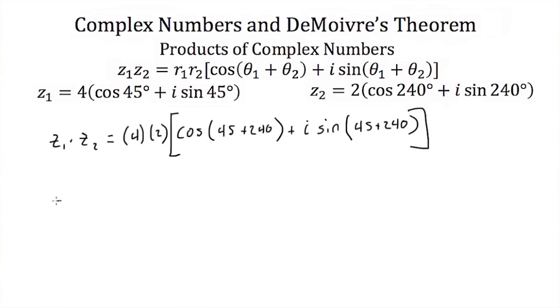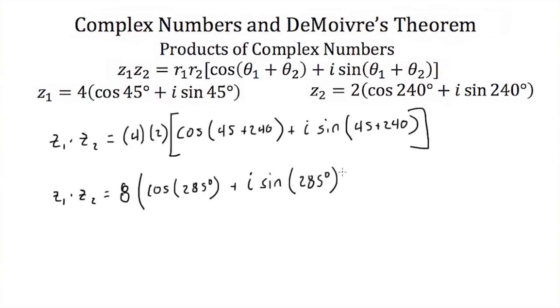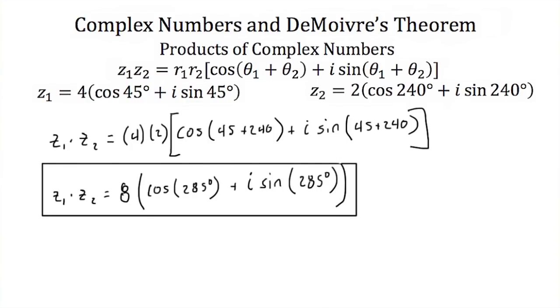So z1 times z2 is 4 times 2, which is 8, times the cosine of 45 plus 240, which is the cosine of 285, plus I times the sine of 45 plus 240, 285. And that's how you multiply two complex numbers written in polar form.